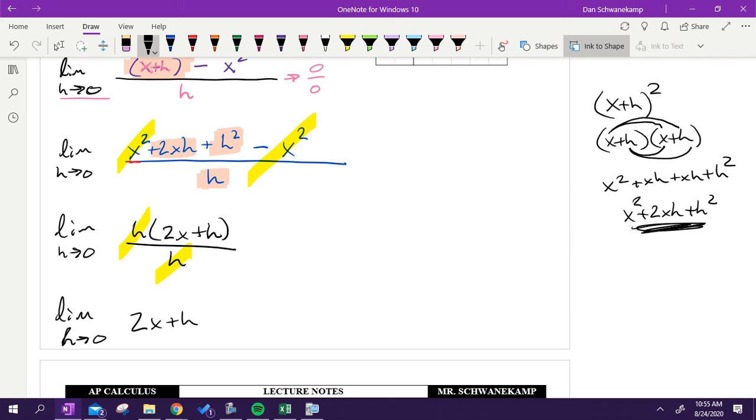I'm finding a limit, so what do you think I do with that 0? Plug it in for what? H, because it's h. So I plug in 0 right there. I am left with my answer. That is called the derivative.